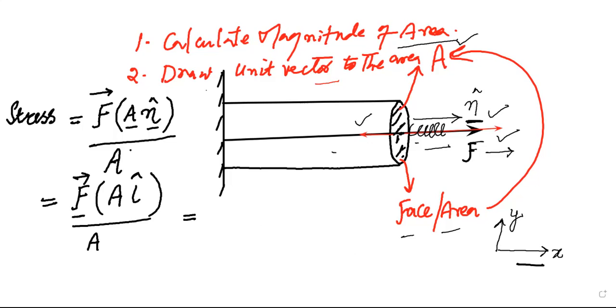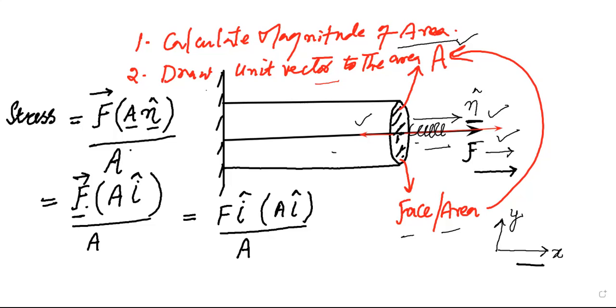As far as force is concerned, the magnitude of the force is F. And what is the direction of this force? The force is acting in the same direction as your x-axis. So we can write this as F i cap. Force of magnitude F is acting along the x-axis, fine, on an area A whose unit vector is also along the x-axis, A i cap, divided by A. Okay, so we write this as stress.